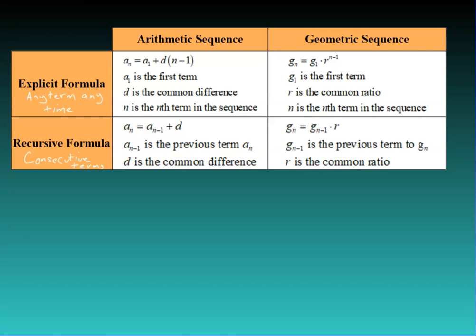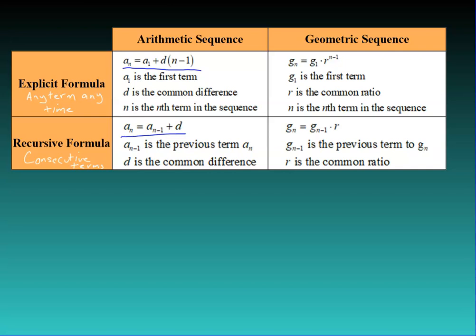The first one here is a sub n equals a sub 1 plus d times n minus 1, where a sub 1 is the first term, d is the common difference, and n is the nth term of the sequence. The second one here is a sub n is equal to a sub n minus 1 plus d. So in other words, the term you're looking for is equal to the term previous to it plus the common difference. Okay, so a sub n minus 1 is the previous term to a sub n.